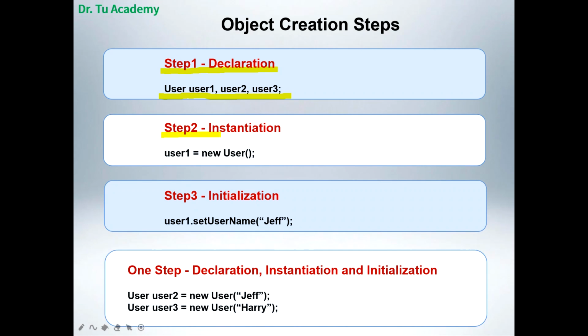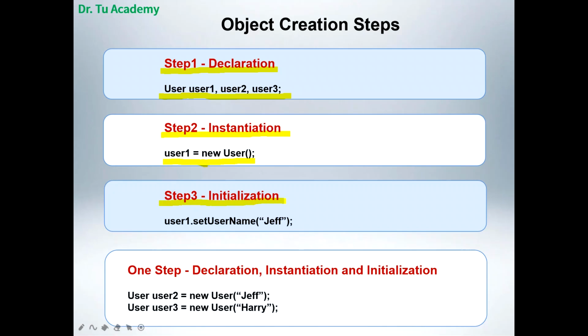Step 2 is instantiation. Here we declare the 3 object variables, but we must allocate memory to create a new object, the real object. So we use the new keyword, and user is the constructor. So in this statement, we created the actual object, allocated the memory, and put the actual object into the variable user1.